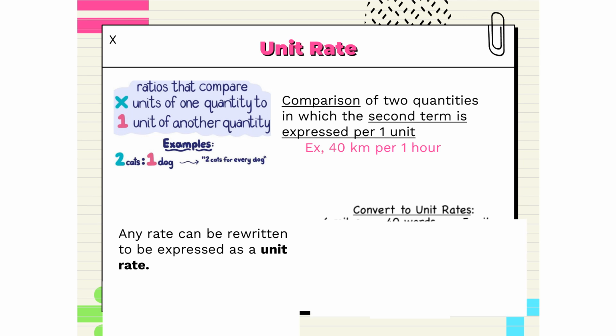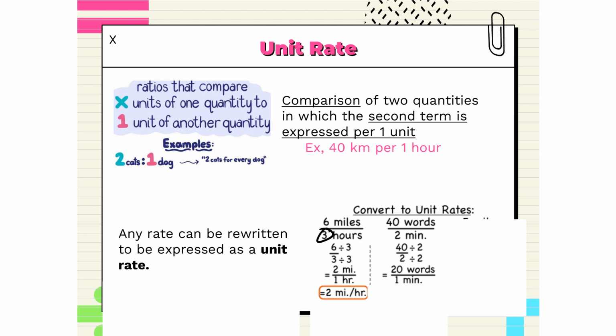Let's look at some examples here. If we've got 6 miles in 3 hours, we can get that down to a unit rate by dividing both numbers by 3. Dividing by 3 will get rid of the number in the denominator, which is what we want because we want to end up with 1. If we've divided the bottom by 3, we need to divide the top by 3. That leaves us with 2 to 1, so 2 miles per 1 hour, or 2 miles per hour. If you're typing at 40 words in 2 minutes, you can divide both the top and the bottom by 2, and you're going to get 20 words in 1 minute, or 20 words per minute.